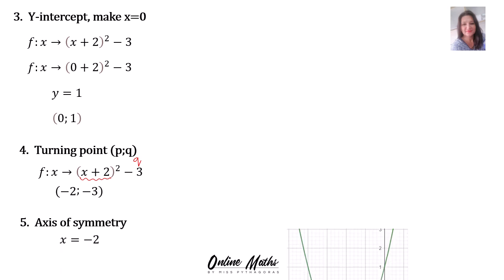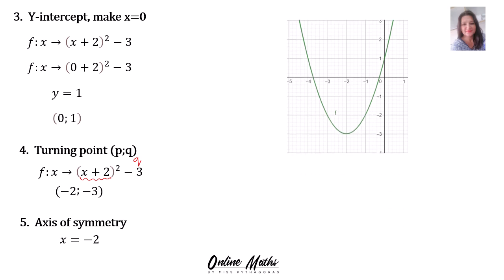Now we can sketch the parabola. There's your parabola. The x-intercepts are negative 3,73 and 0, and negative 0,27 and 0. The y-intercept is 0, 1. The turning point is negative 2, negative 3. And then you add the axis of symmetry, a dotted line, and you give me the equation for the axis of symmetry. x is equal to minus 2.